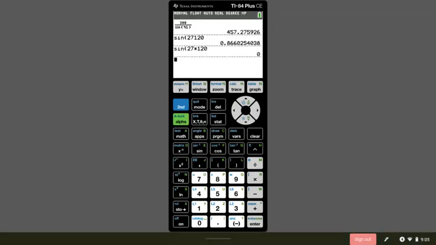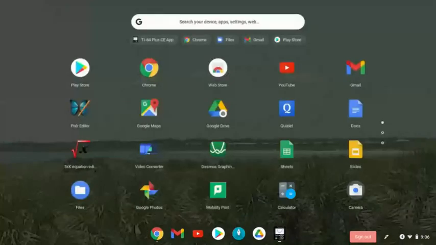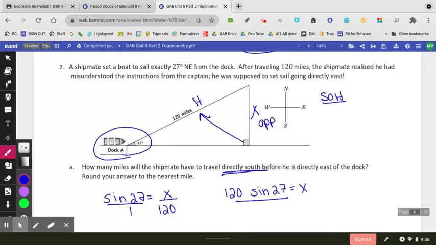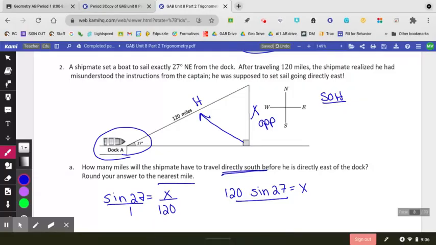It gives me 0, versus if I say 120 times the sine of 27, I forgot to hit the sine button. I get 54.478. So if you insist on putting the 120 second, you need to make sure that you close those parentheses. Then it will work. But my recommendation is always put the number in front. So our answer to the nearest mile is 54.